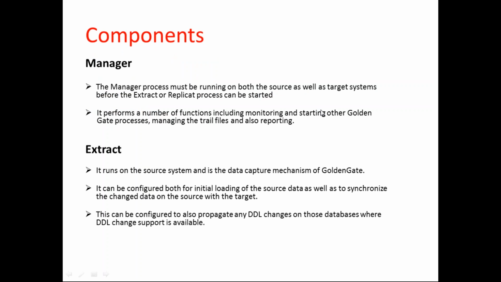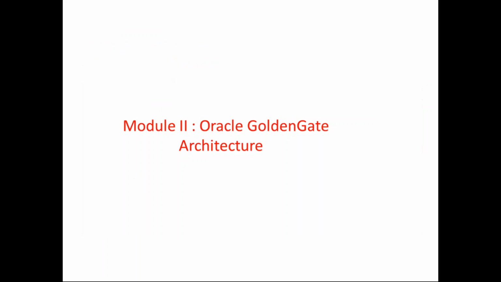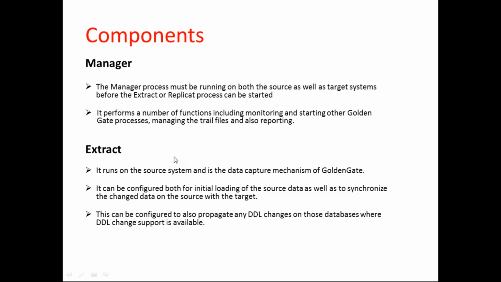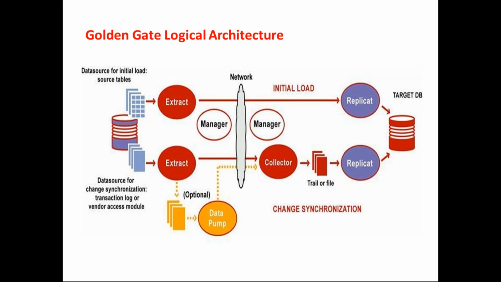Okay. So now this is the architecture for the Golden Gate. Like you can see on the source side, there are extracts. Okay, so the manager manages all this, on both sides, on the source and the target side. And on the target side, on the other side of the network, you can see a collector process and a replicate process. Okay, now let's go through all of these things, and then we can understand this diagram in a better way.